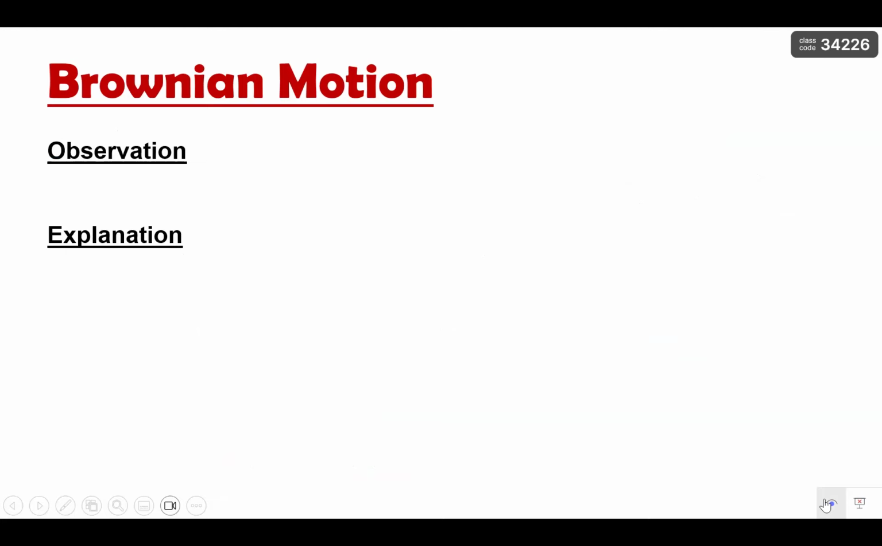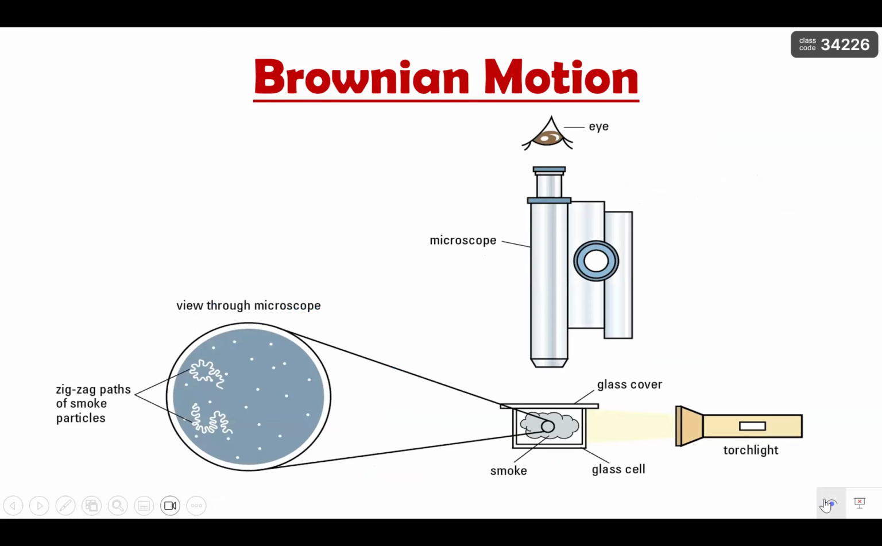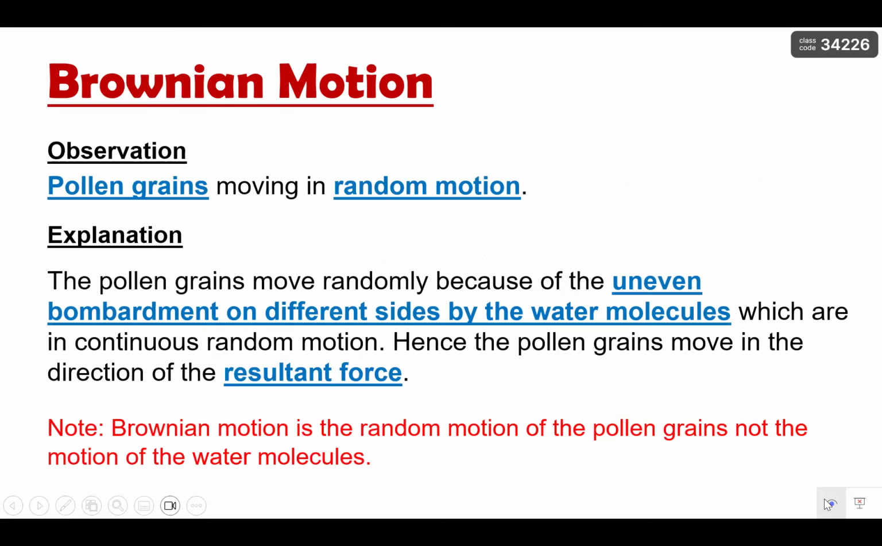Okay, similarly, Brownian motion can not only be observed with smoke particles, it can also be observed with pollen grains. So what happens is, similarly, pollen grains are placed in water. Pollen grains are very tiny and small. Okay, and then if you look under a microscope, you will see that the pollen grains are moving about randomly. Again, we couldn't see water molecules, but we can see the pollen grains.